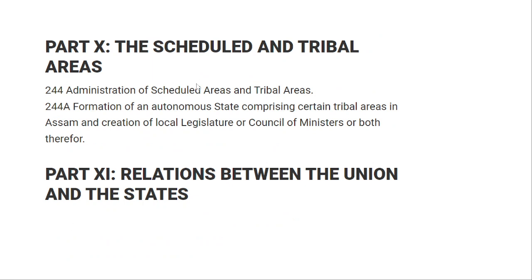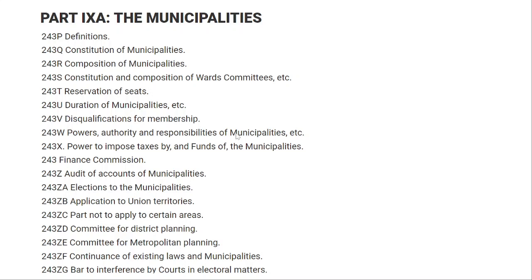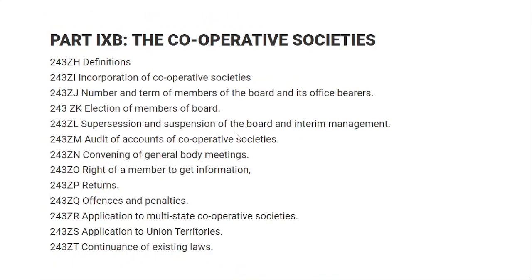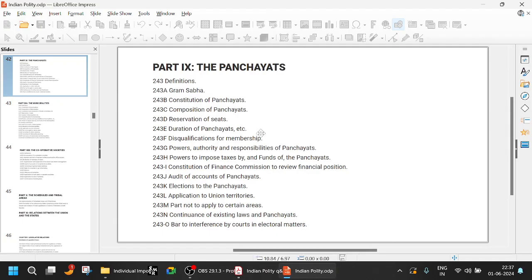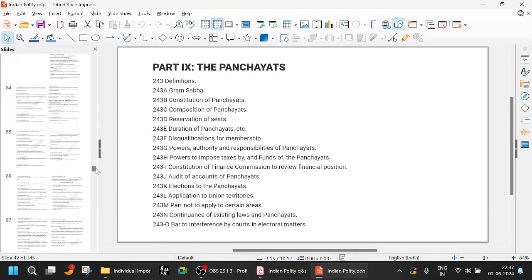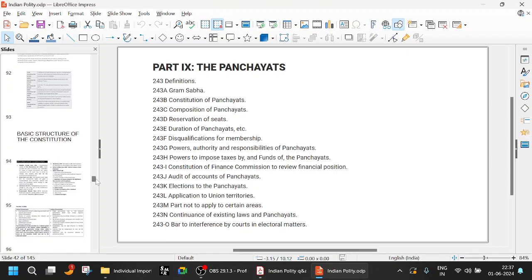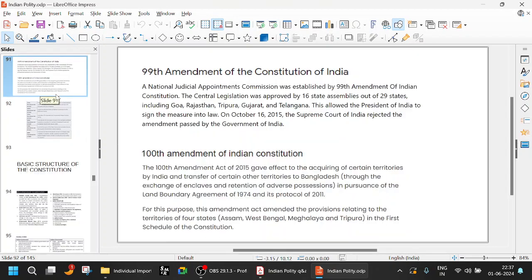Article 244 is regarding administration of scheduled areas and tribal areas. All that, you have to remember. First, 243 to 243O is panchayats. From P to ZG is municipalities, and from ZH to ZT is cooperative societies. Frequently these individual parts are asked. And if we look at which particular amendment, that is also important. So we're talking about cooperative societies, right?